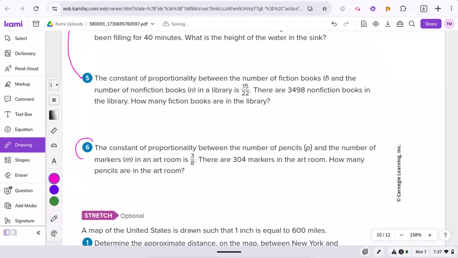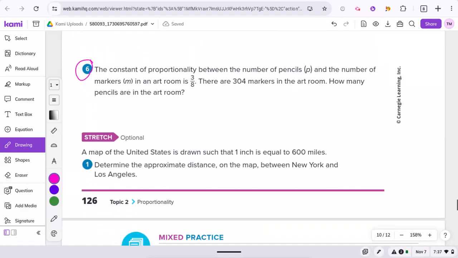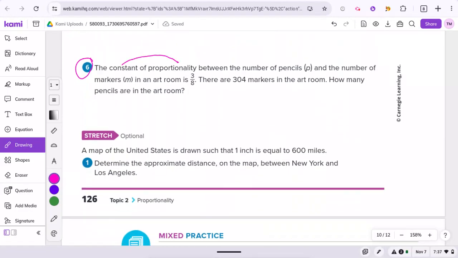I'm going to do number 6. So number 6 says the constant of proportionality between the number of pencils and the number of markers in an art room is 3 to 8. So 3 pencils to 8 markers. So you could start your data table. You could start with 0, 0, right? You could put pencils here, markers here. You know the constant of proportionality is 3 to 8, increasing by 3 pencils, 8 additional markers.